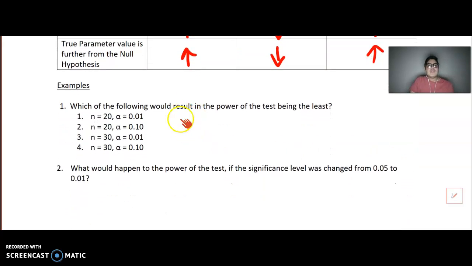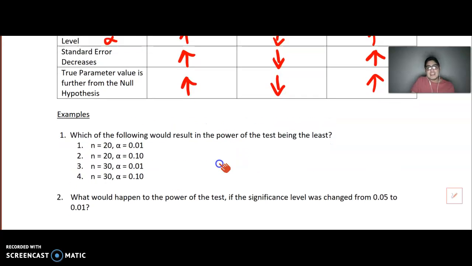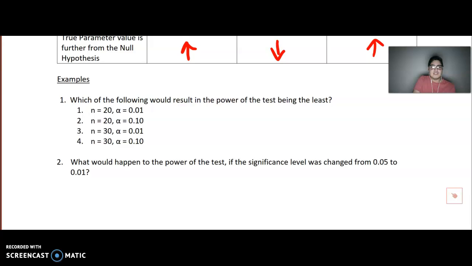So, which of the following result in the power of the test being the least? Well, if I increase my sample size, my power increases, so clearly I don't want a larger sample size. And then the smaller the significance level, the lower the power. So here, option 1 would give us the smallest power, which means option 4 would give us the largest. So this one would be the smallest, and then this option down here would be the largest. And again, you could actually plug these into the applet and check out to see what happens.